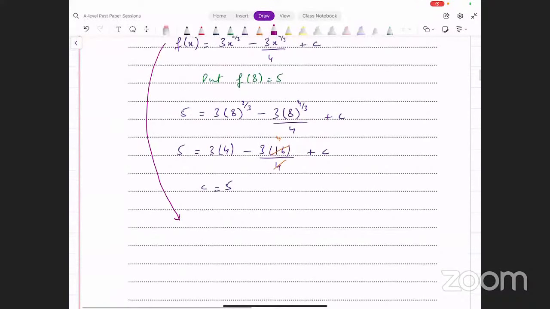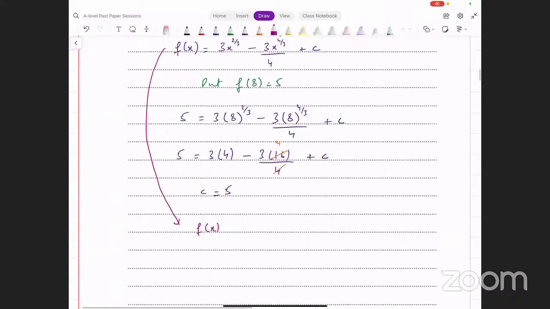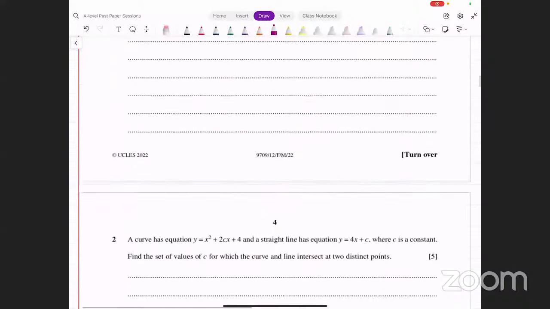Now you can write down the function that you have, f of x. यहाँ पे लिख दें. The function f of x is going to be 3x raised to power 2 over 3 minus 3x raised to power 4 over 3 divided by 4 plus 5. That's your function. Okay, ये आपके पास f of x आ गया. All right, that was pretty easy. Let's move on to the next part, to the next question.